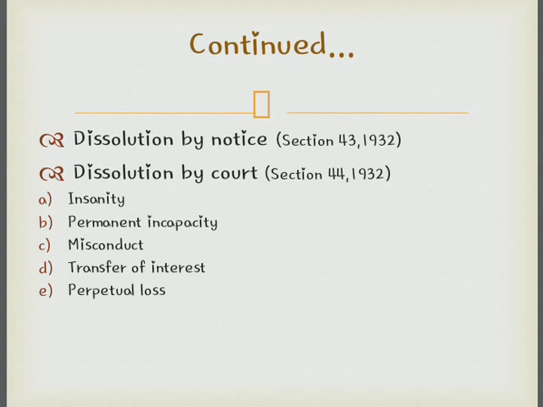Let us have a brief meaning of these five grounds of dissolution by court. First one is insanity, in case a partner becomes insane. The second one is permanent incapacity, in case a partner becomes permanently incapable of performing his duties. Third one is misconduct, when a partner becomes guilty of misconduct and it affects the firm's business adversely. The fourth one is transfer of interest, in case a partner transfers the whole of his interest in the partnership firm to a third party. Perpetual loss, in case the business cannot be carried on except at a loss.